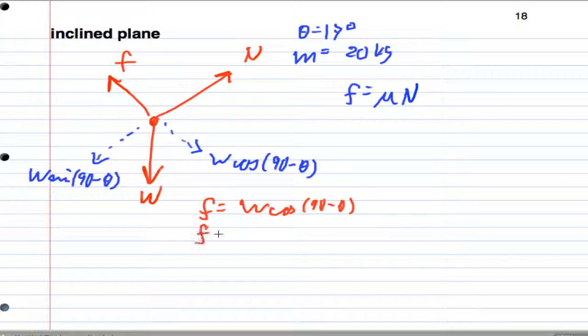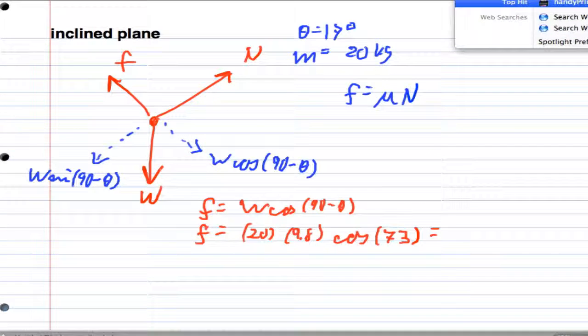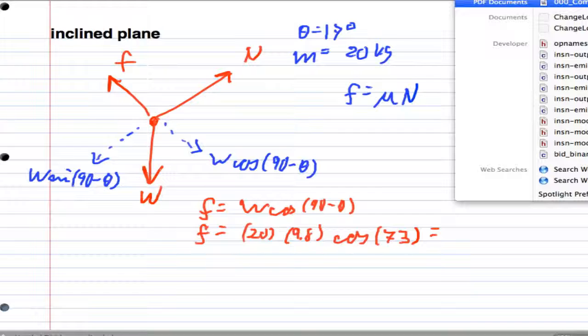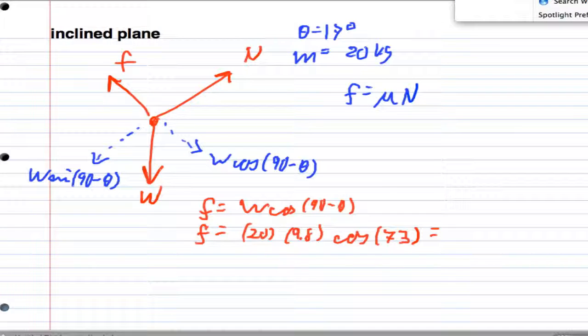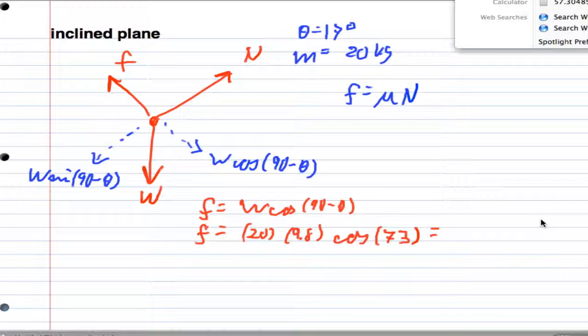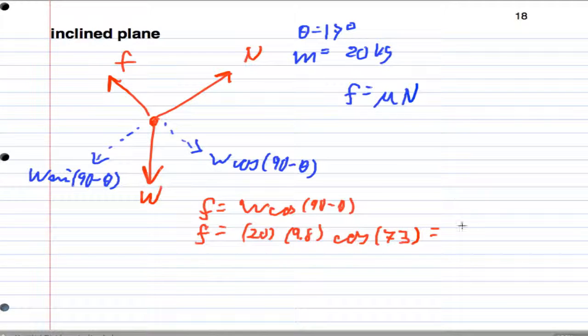In that case, the friction force is going to equal 20 times 9.8 times the cosine of 73 degrees. Sorry, not 70, 73 degrees. So that gives me the friction force, and I'll actually get that number as 57.3 newtons.